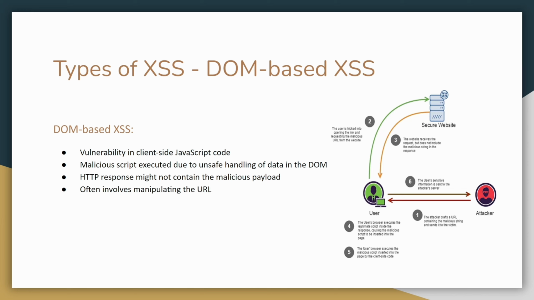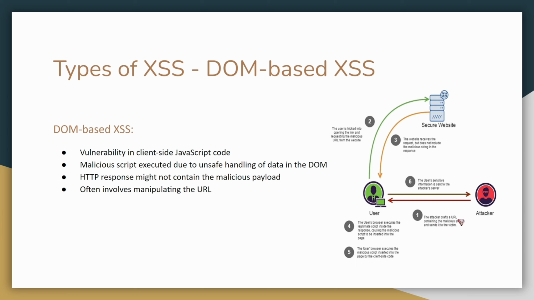This often involves manipulating the URL, such as through query parameters, the part after the question mark in the URL, or the fragment identifier, the part after the hash symbol. JavaScript on the page then reads this data and uses it in an unsafe way, leading to the execution of the attacker's script. Now let's look at the diagram of DOM-based XSS.